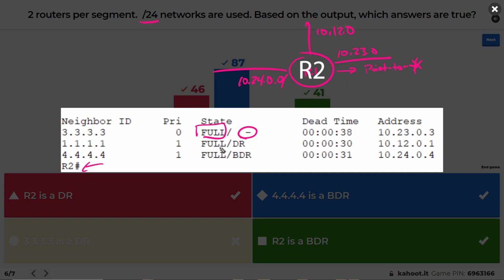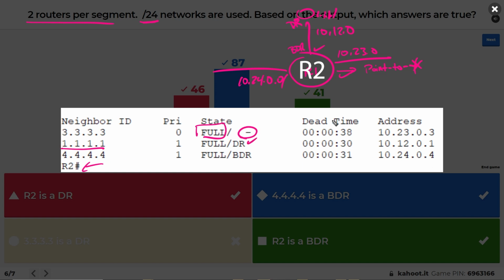And I'd say for the full DR on 10.12, which is up here, I've got a router out here of 1.1.1.1. It shows me that that's the router ID for this guy who's hanging off that network. And it says full DR. So I have a full adjacency, and it says that that guy is a DR. Well, if that guy's a DR, and I haven't done anything weird with my priority here, that means I'm going to be the BDR on that network segment if there's only 2 routers per segment. So that would, I think that'd be true, yeah. And then, so that handles that one, and let's take a look at the third one.